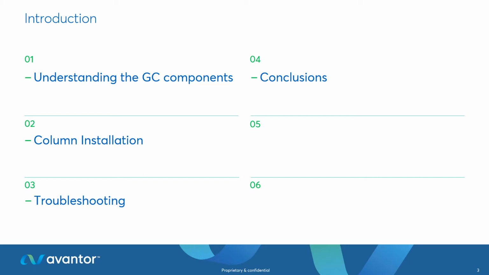And so I'll put a little bit of focus on the column installation, and then we'll move into the bulk of the presentation, which is looking at various troubleshooting aspects, identifying what the issue is that we're seeing, and then looking at some probable causes that could be contributing to the artifact that we're seeing. And then finally, I'll wrap up with a conclusion section.